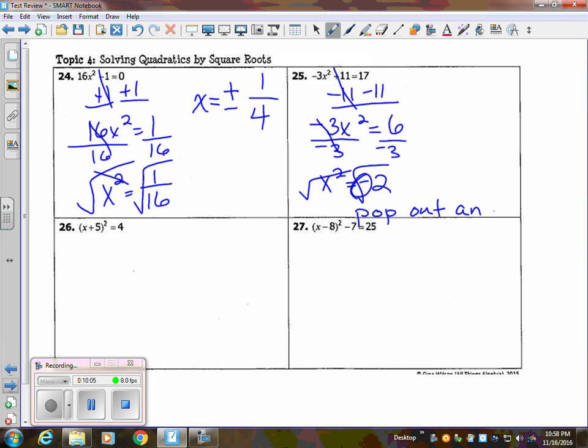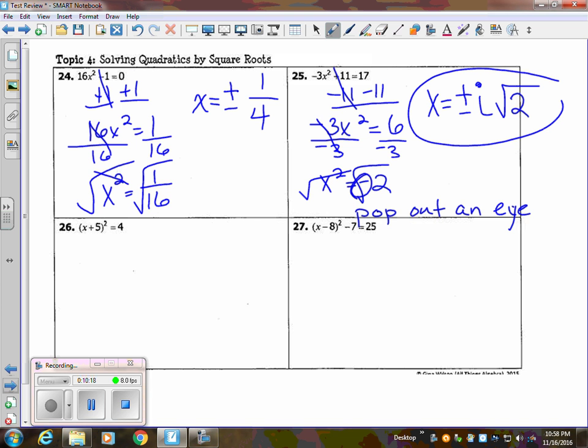just like Glenn. All right, so we go ahead and we've got x equals both a positive and negative. There's my i popped out. 2 is not perfect, stays under the square root.